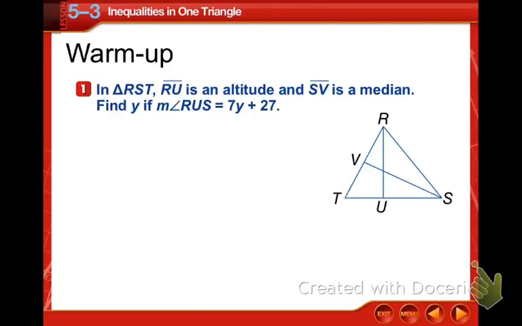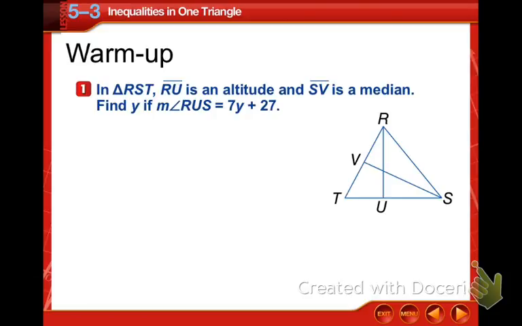Alright, so today we're going to look at inequalities in one triangle. So here's our warm-up. In triangle RST, RU is an altitude, SV is a median. We need to find y if the measure of angle RUS is equal to 7y plus 27.